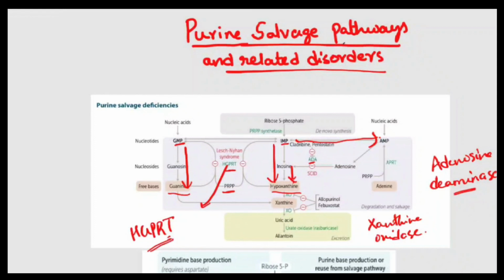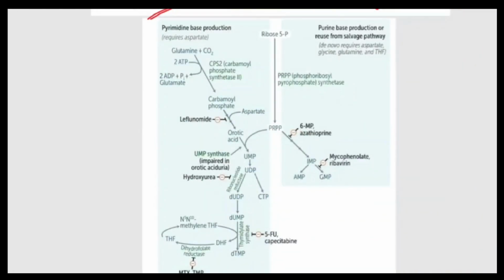These two are the most important enzymes, and the disorders I'm going to talk about later are related to the deficiency of these enzymes. So this is the salvage pathway which occurs in our body continuously. As you can see, the GMP, IMP, and AMP are synthesized de novo first, then converted to free bases, and salvaged again to form the nucleotides. So the de novo synthesis and the salvage pathway both occur simultaneously in our body. Now let's go to the purine salvage deficiencies.